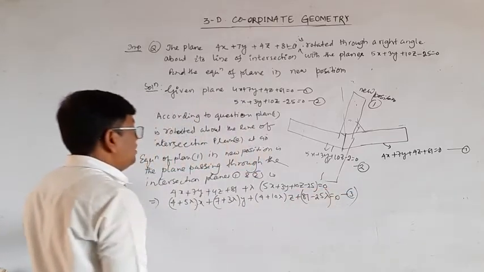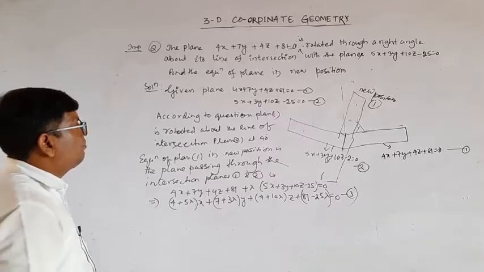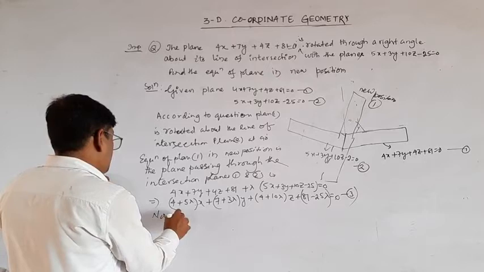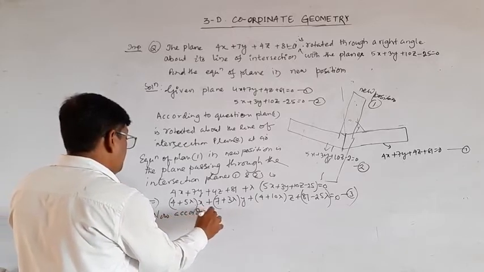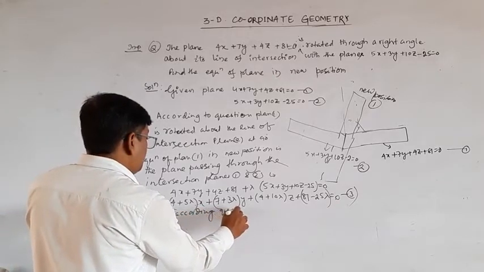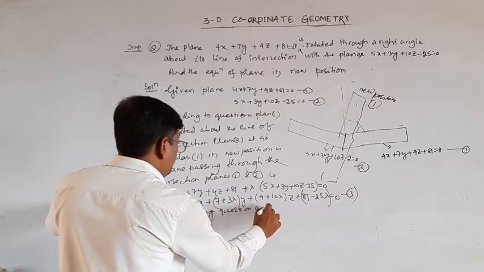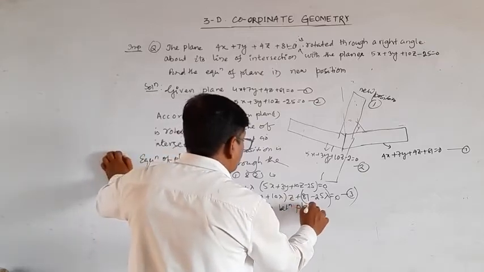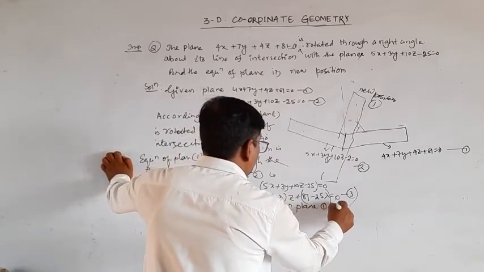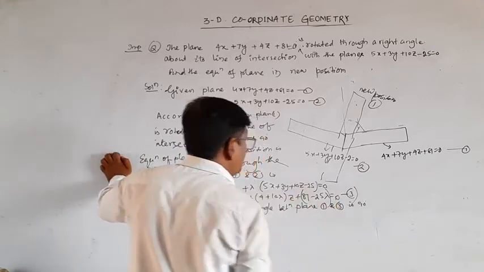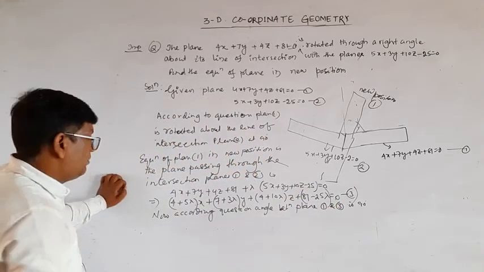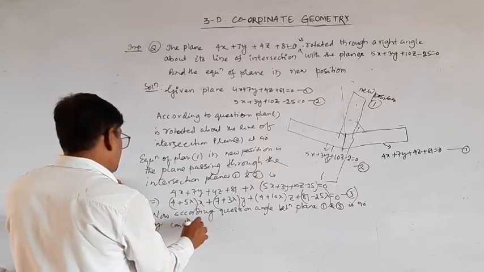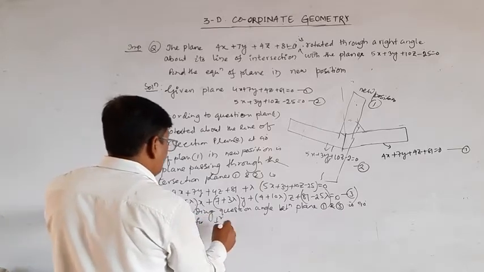Now according to the question, the angle between plane 1 and plane 3 is 90 degrees. So apply the condition for perpendicular. By the condition for perpendicular, we will get a1 a2 plus b1 b2 plus c1 c2 is equal to 0.